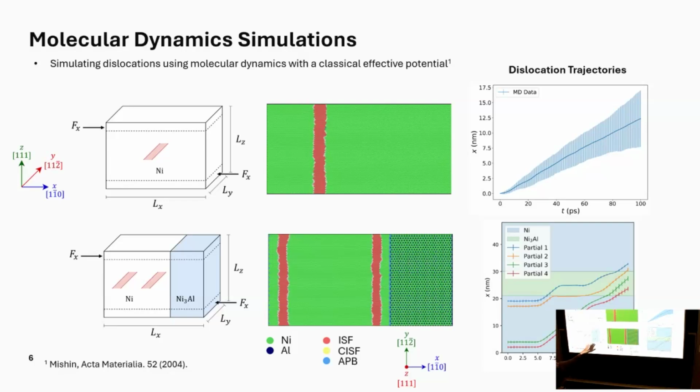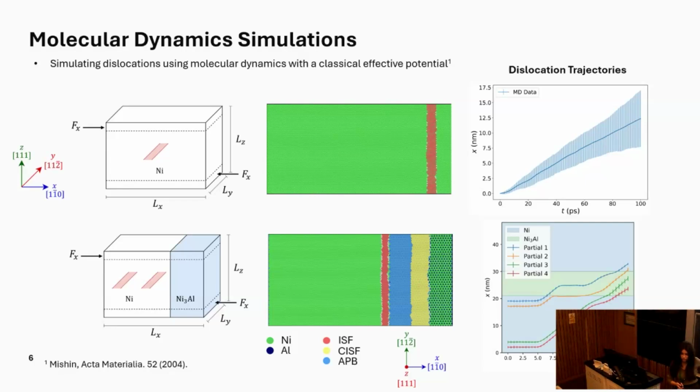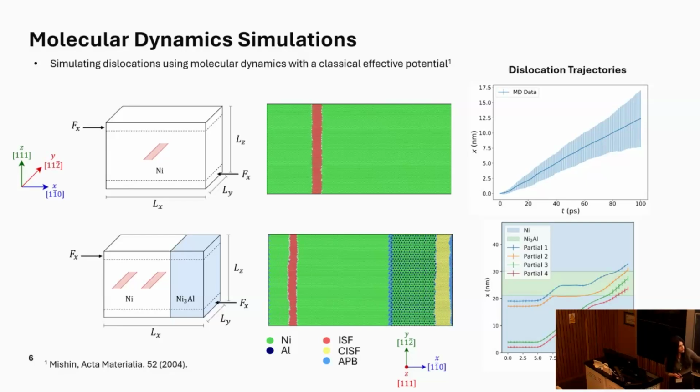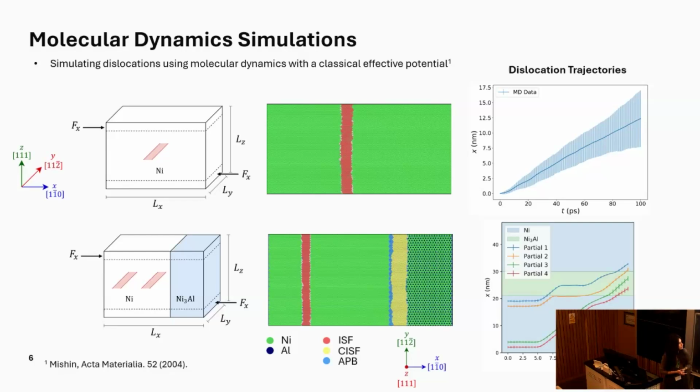This is an animation from these simulations. In the pure nickel case, we get this separation, and the stacking fault is highlighted in red. Once we run these simulations, we can extract the dislocation positions from them, and we get these dislocation trajectories. We run several of these simulations, and we get these error bars from averaging the position over several simulations, and this is just the standard deviation away from that mean.